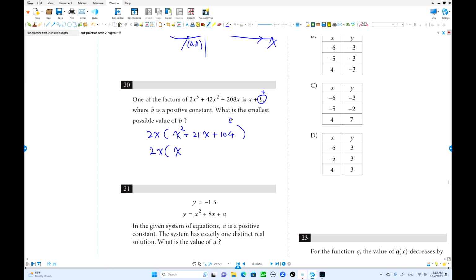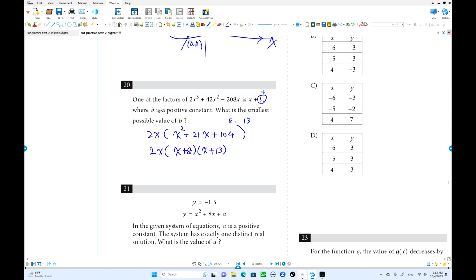8 and 13, yep, that is it, right? x plus 8, another x plus 13, right? Those are the factors.